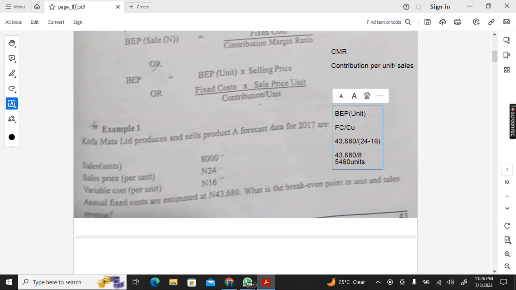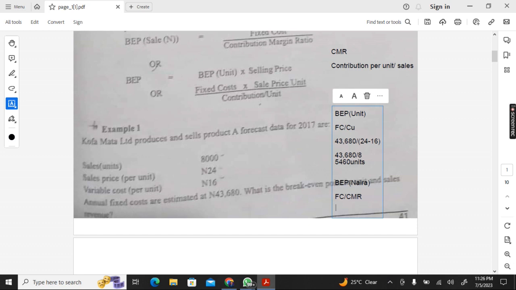Okay. So, that's that. Now, for break-even point, break-even point in sales or in naira. You can just put in sales or in naira, the same thing. So we have the formula of what? Fixed cost divided by what? Fixed cost divided by contribution margin ratio, that's CMR. And we have known our CMR as contribution per unit over sales.